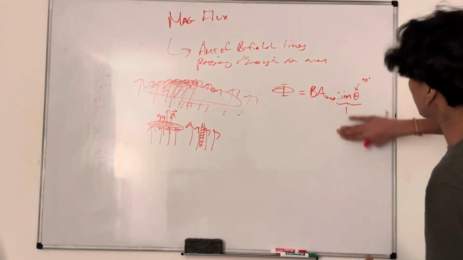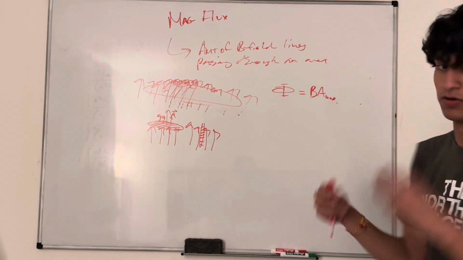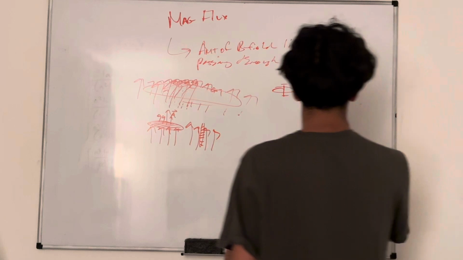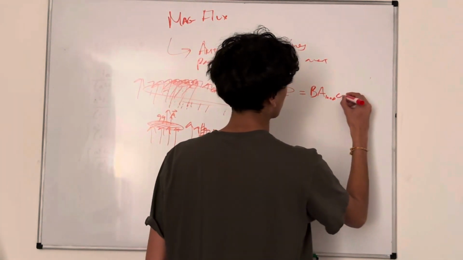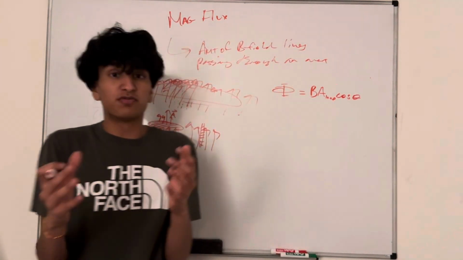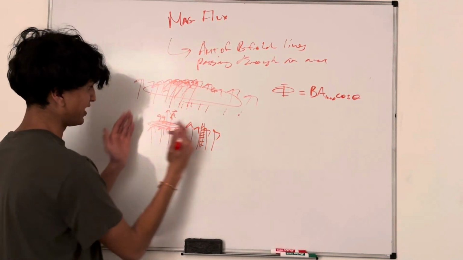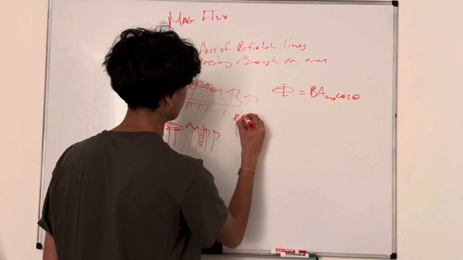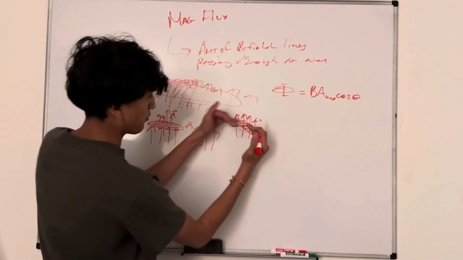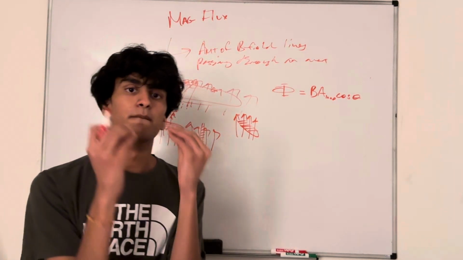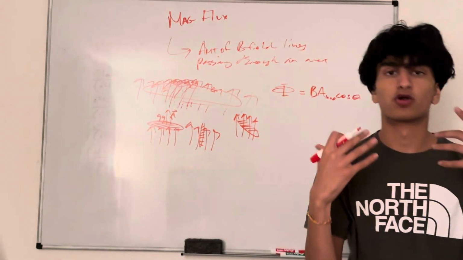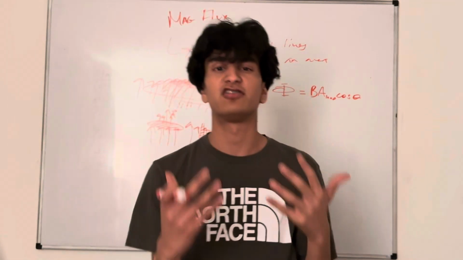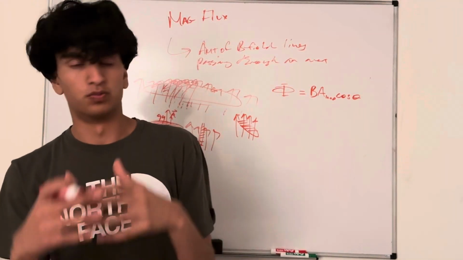When it's cosine 0, that's when you get 1. Cosine 0 degrees, cosine 0 radians, is equal to 1. So the actual equation is B A cosine theta. So the angle does matter. If I slant this around like so, I'm not getting as much flux, because if I were to reorient it, it would have more flux. There'd be more field lines passing through. It all boils down to the idea of field lines passing through your area of loop or whatever.